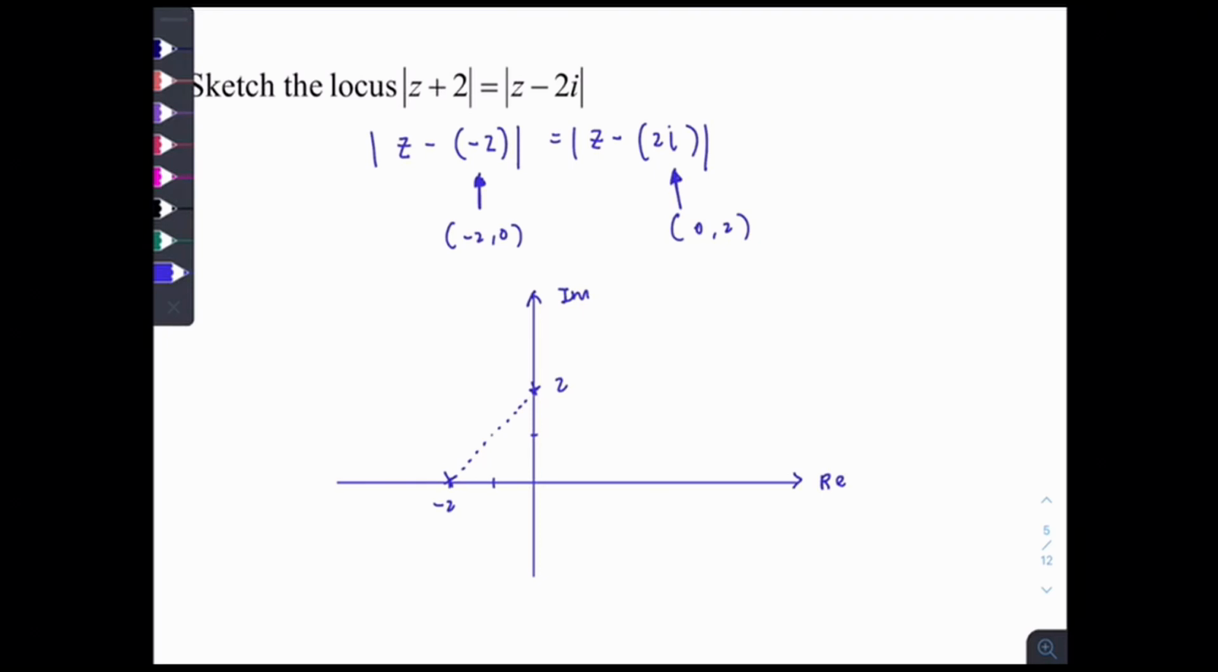Perpendicular bisector means you got to cut this line into half, so about the midpoint you draw a 90 degrees line, perpendicular bisector, over here. Okay, so this line will be the locus that represents this equation, which is the perpendicular bisector.